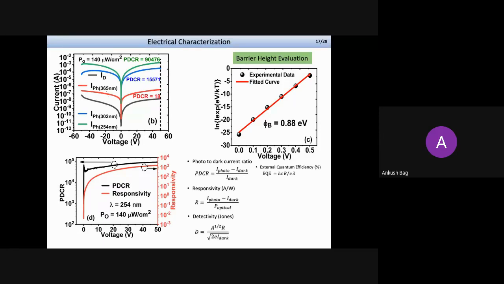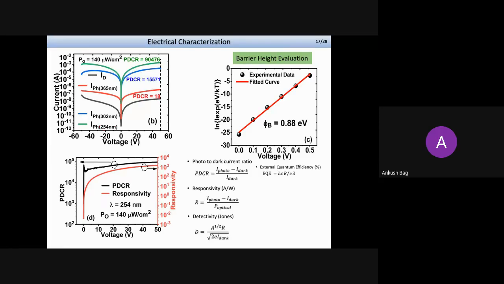And thereby, if we keep on decreasing the wavelength of our electromagnetic light, that means we are increasing the photon energy, because photon energy and wavelength of a light are inversely proportional. So if we keep on decreasing the wavelength and increasing the photon energy, we are getting high current. That means the number of electron hole pairs we are generating with the illumination of 254 nanometer wavelength of light is very high.